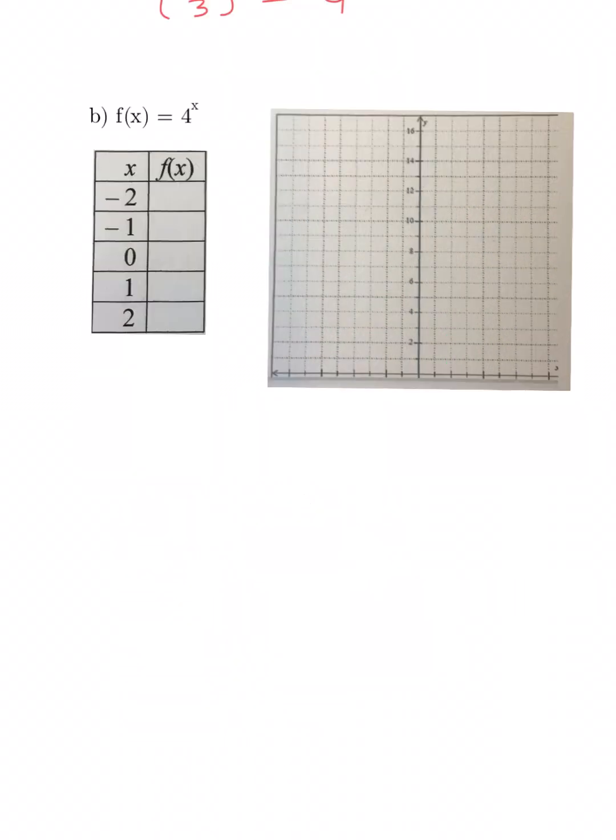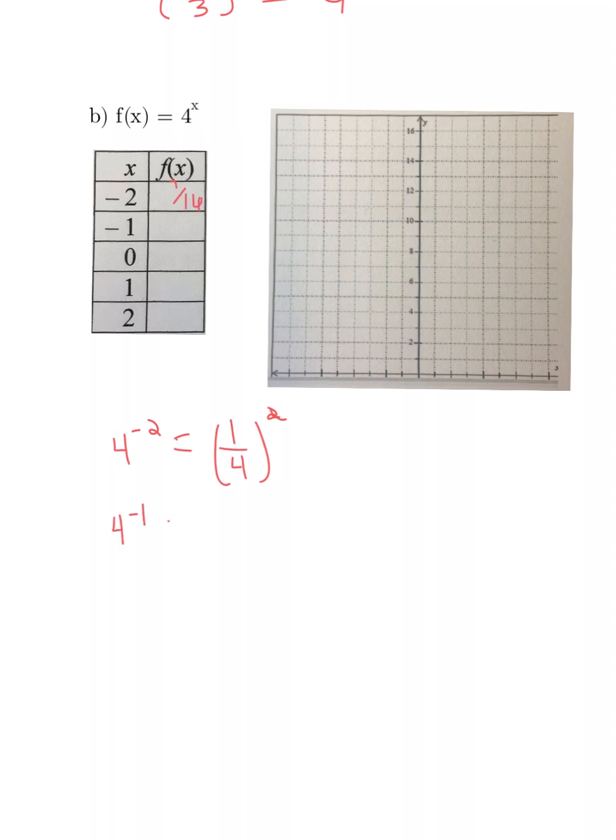On our second example, we have the function f of x equals 4 to the x. Again, because our variable exponent is plain x, we're going to use what I call the old standbys of -2, -1, 0, 1, and 2 as our substituted numbers for x. Starting with -2, we would have 4 to the -2, which would become 1/4, the reciprocal of the base, to the positive 2, square the top, square the bottom, you get 1 over 16.